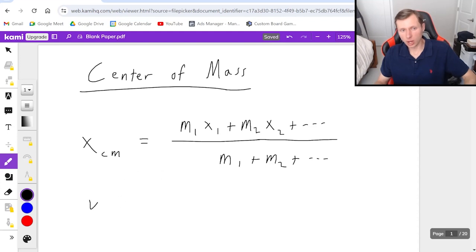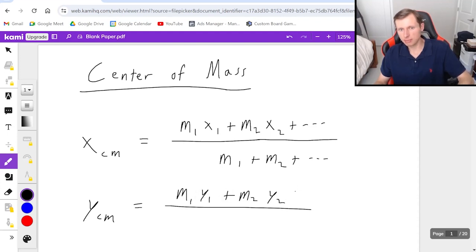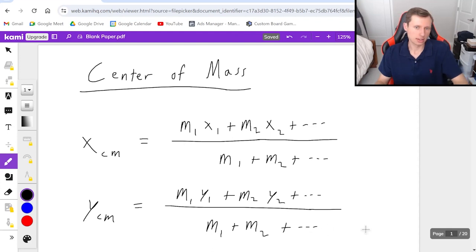And also for the y center of mass, it's literally the exact same thing, except you replace the x's with y's. It's a common theme in physics that we break x and y into different components. And yes, we'll be doing that today as well. Not using SOHCAHTOA, but just, I guess, common sense, as you will soon find out.